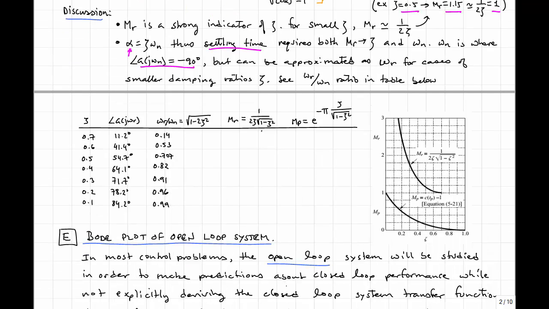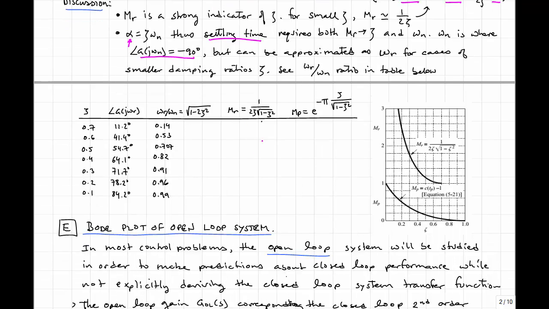Now I have plotted here some values. Apologies, my table's not complete here, but what I want to focus on is just the ratio between omega r, the resonant peak frequency, and the natural frequency. We see there's a lot of error for values of zeta greater than 0.5, but even at 0.5 there's a 30% error, at 0.4 an 18% error, and a 9% error by the time we get to 0.3. So it's reasonable to use omega r in many cases for omega n.